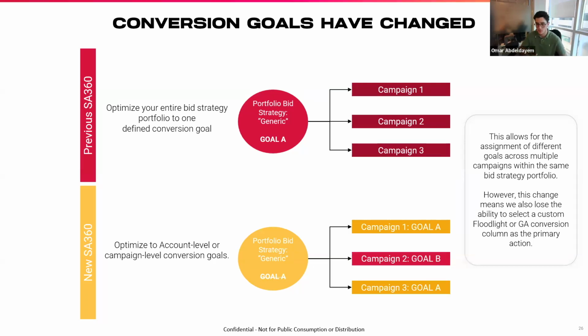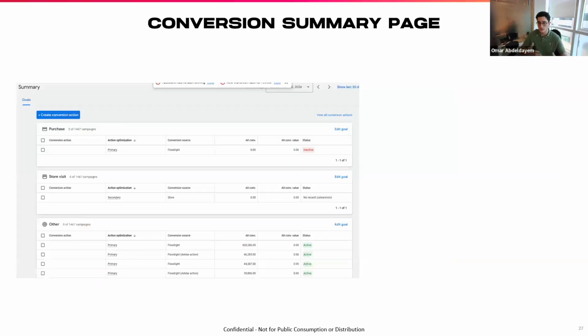Now, one other thing that this feature has led to is that previously, when initially creating a new bid strategy, you could actually also set one of your conversion goals to be a custom column that you created directly on SA360. And this, of course, was important for some clients in the past. However, this has since been retired, and you can no longer utilize a custom conversion metric or custom conversion column on the platform directly as your conversion goal. It has to be a conversion goal that you have within the conversion summary page. So right over here on the left, you guys can see an example of a conversion summary page, which contains Floodlights, store visits, and also Adobe actions that are also tagged directly to Floodlights.